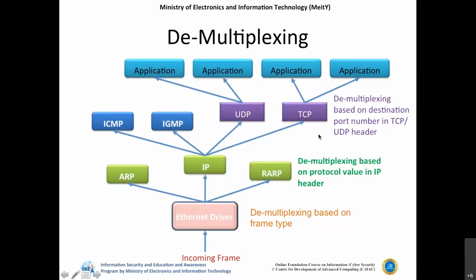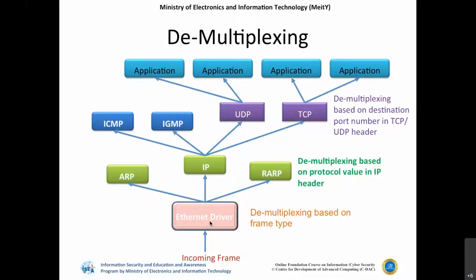Demultiplexing, what is that exactly? See, when you are receiving, the packets are coming to the incoming frame. On the other side it becomes a frame, and further it becomes bits in the physical layer. Bits, frames, packets, segments, data.